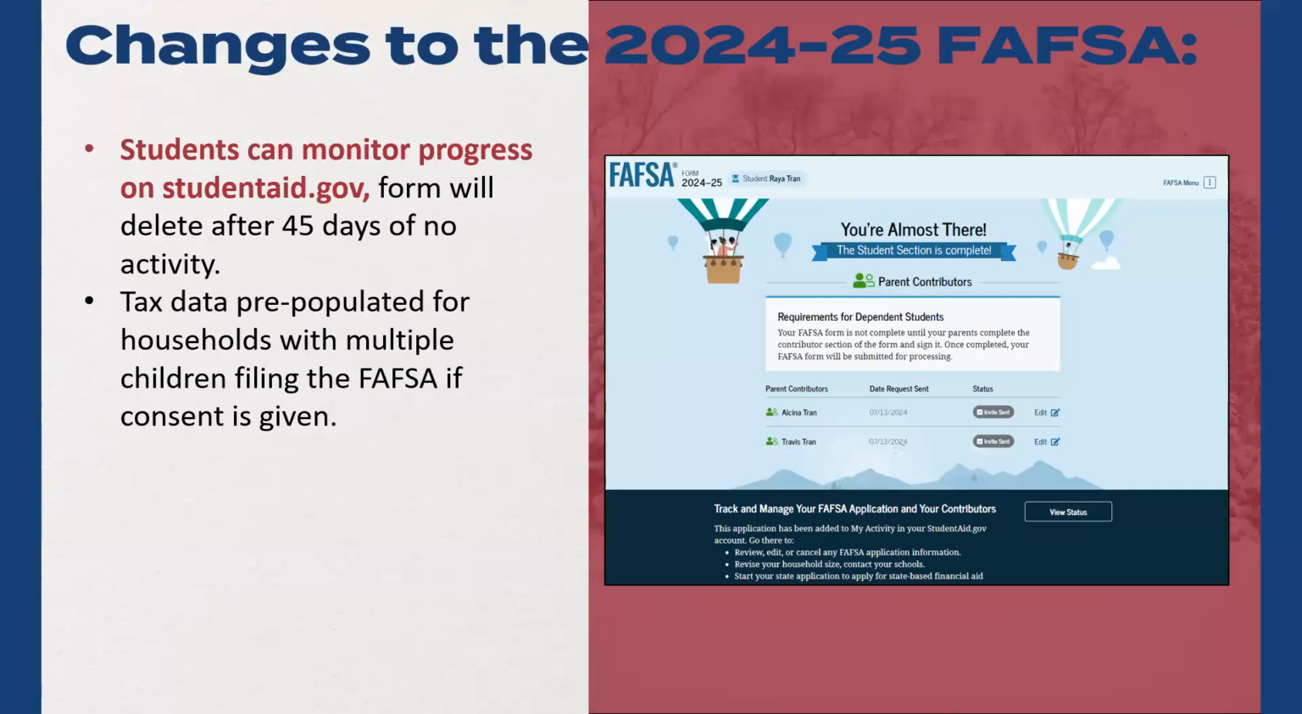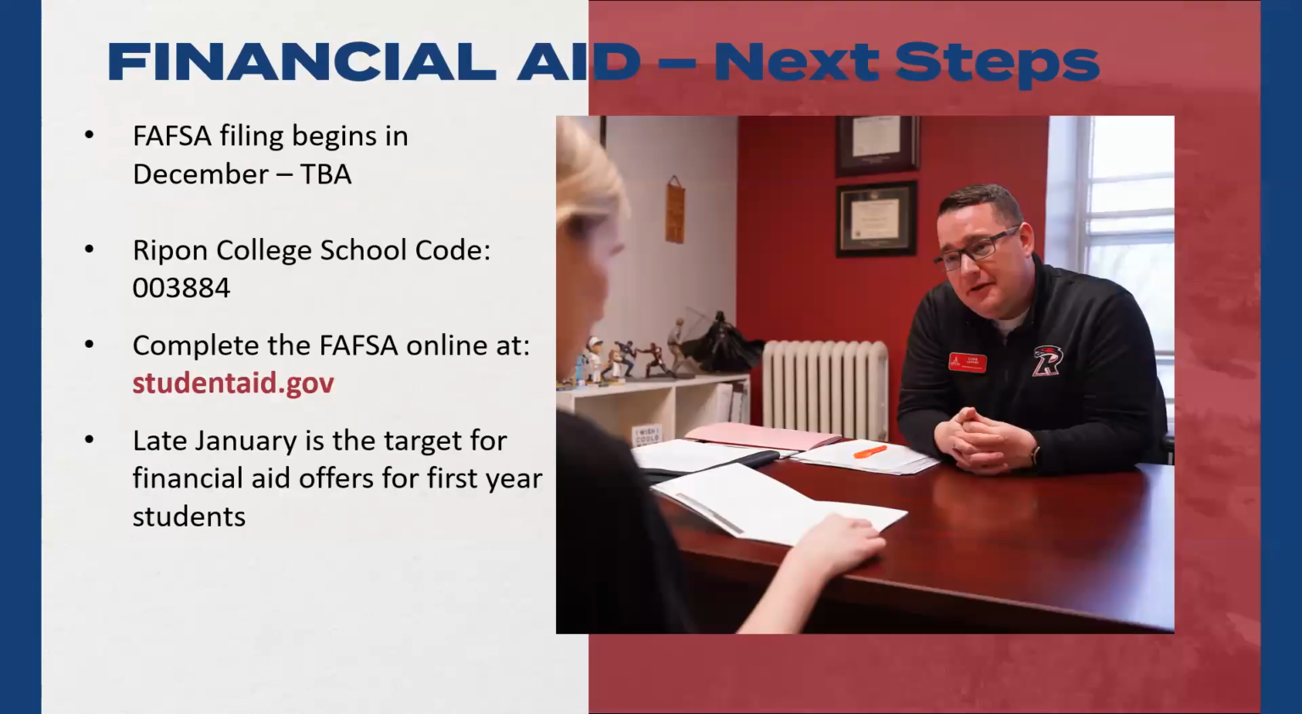New this year, also, students can monitor the progress of the FAFSA by going to studentaid.gov to see who has completed their sections of the FAFSA and who still needs to do them. And for families that have multiple children in college completing the FAFSA, once one FAFSA is completed, tax data will be pre-populated in the other students' FAFSAs.